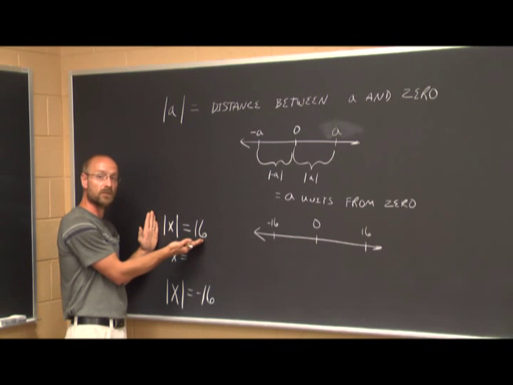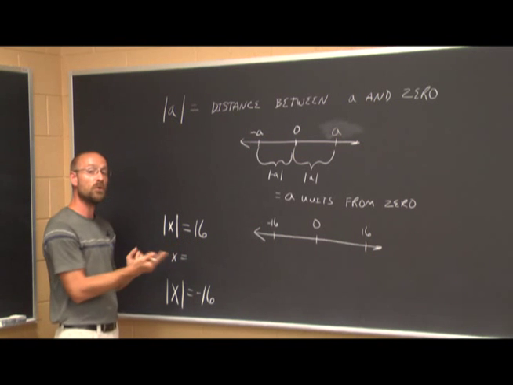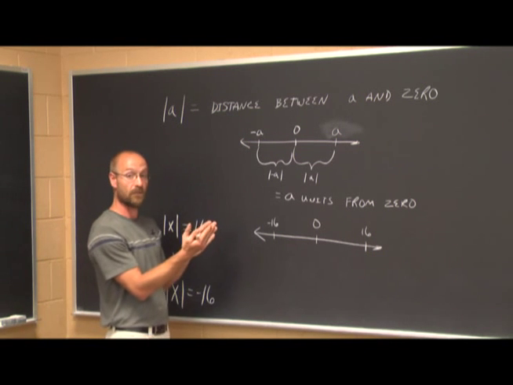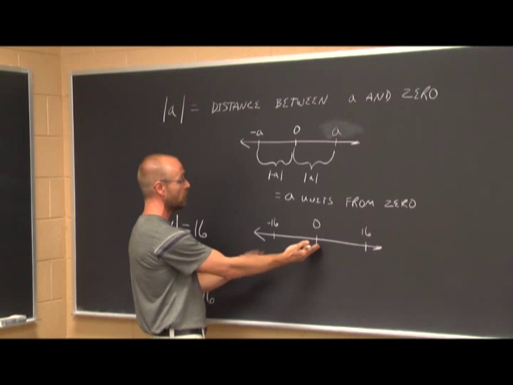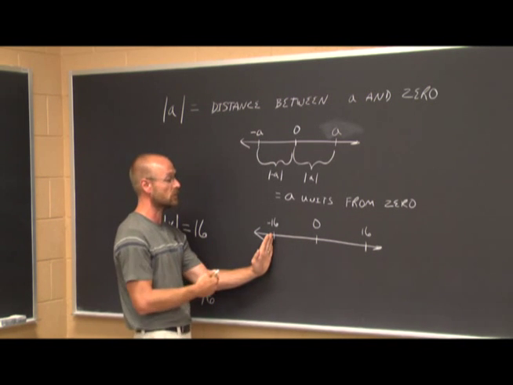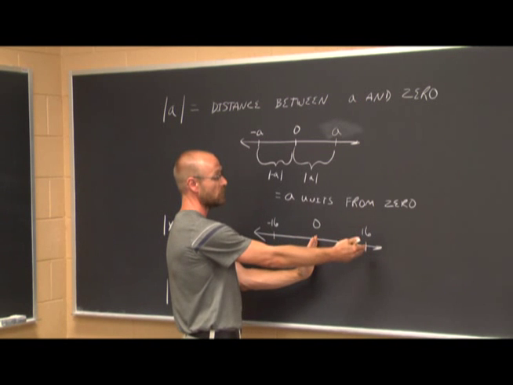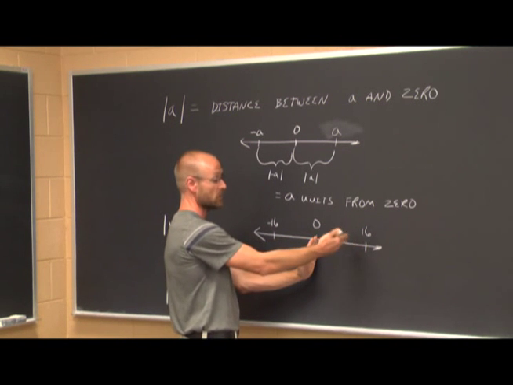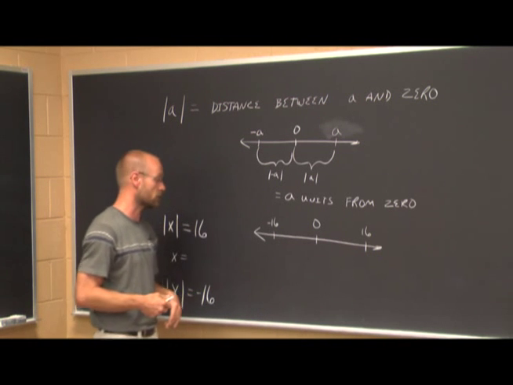This 16 represents our distance. Well, there are two possibilities that have a distance of 16 from 0. To the left of 0, we have -16, which lies 16 units to the left. And to the right of 0, we have 16, positive 16, which is 16 units away from 0 as well.